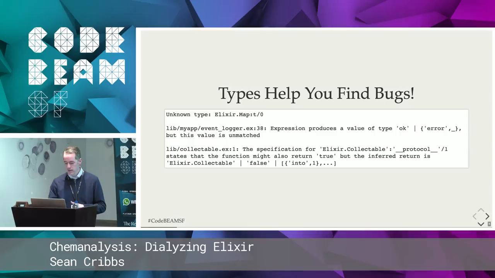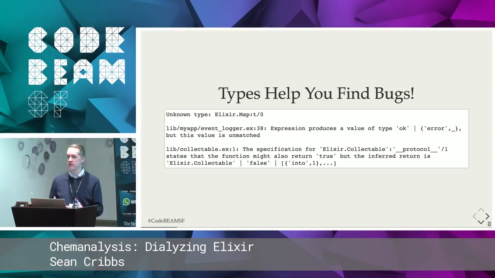And just like in strong statically typed languages, the types in Elixir and Erlang can help you find bugs. For example, maybe in this first one, your code refers to a type that doesn't exist. Or maybe in the second one, it doesn't respect the type of the function that it's calling. Or it doesn't match the specification that you gave it. These are all things that can be found with type annotations.